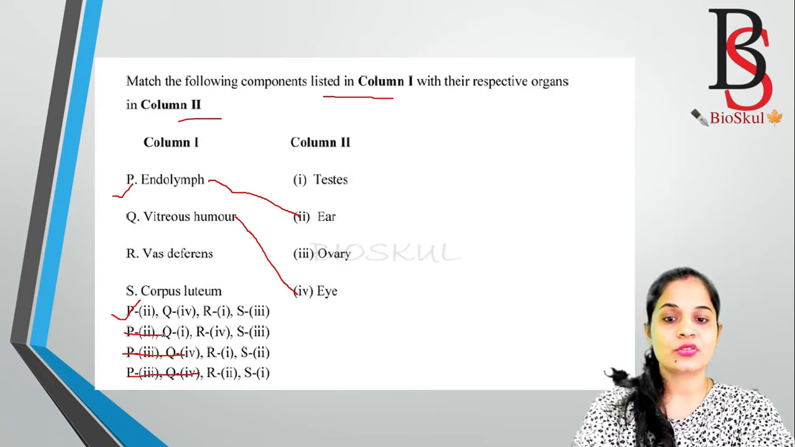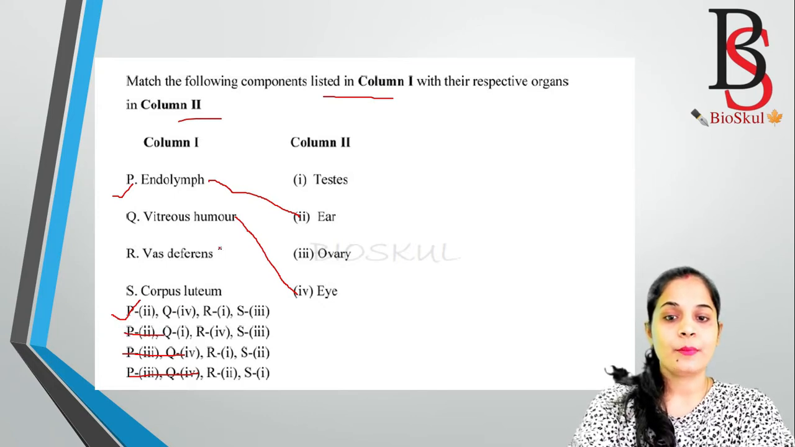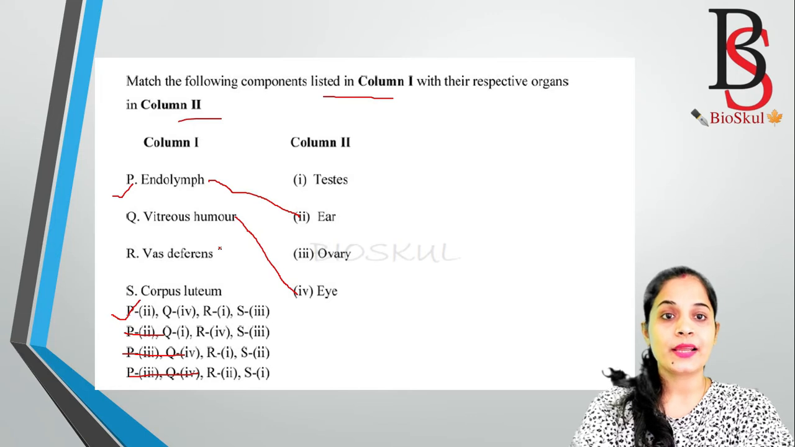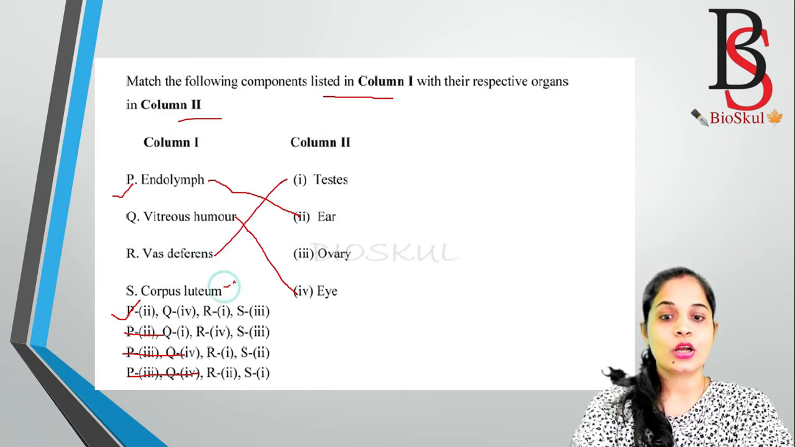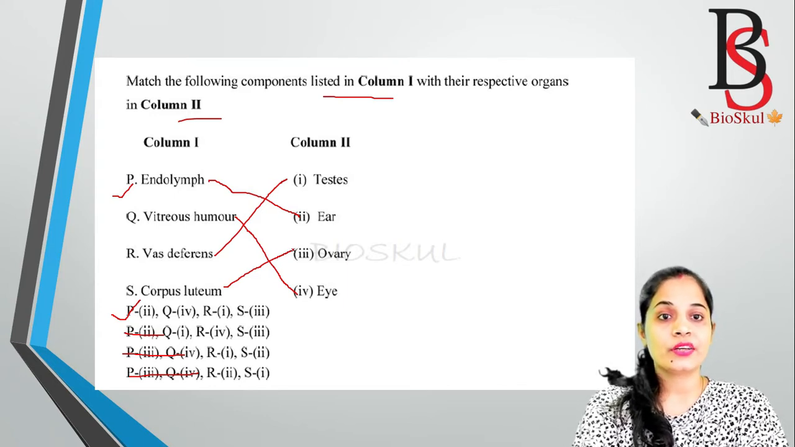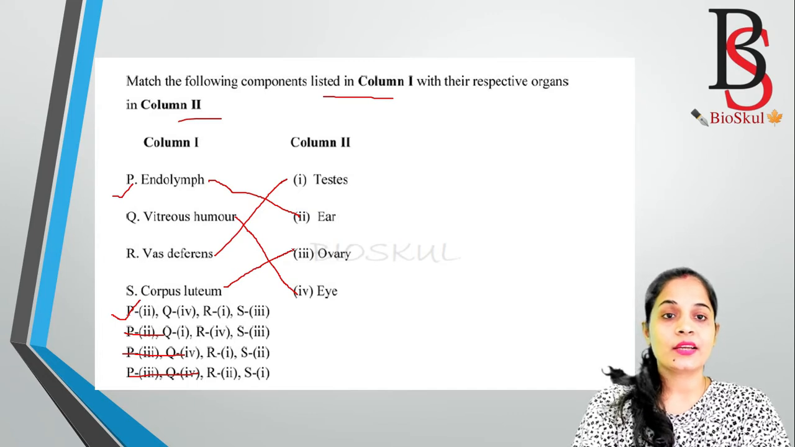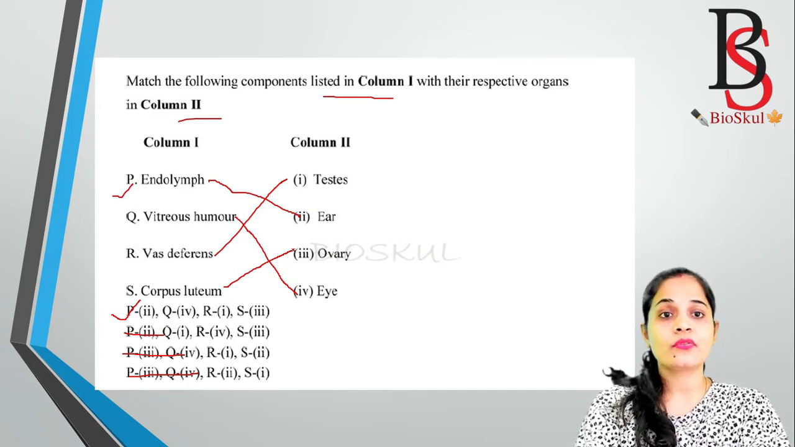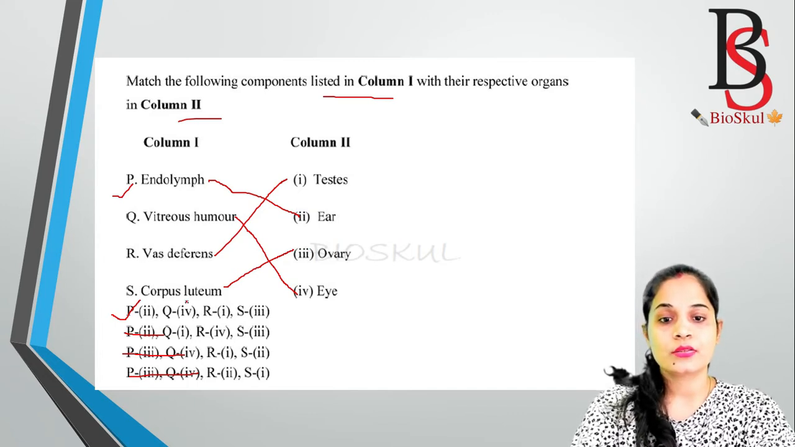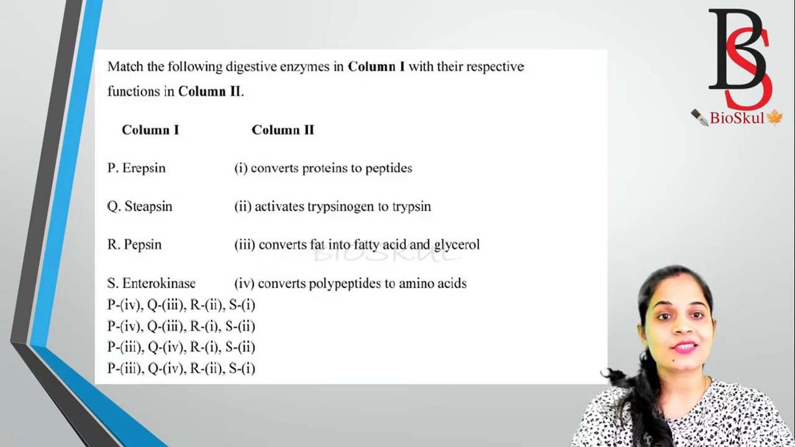But let's see the other options too. Vas deferens is part of the male reproductive organ, and its main function is to carry the sperms from epididymis to ejaculatory duct. So it is the testis. Corpus luteum will be 3, ovary. Corpus luteum is found at the end of the ovulatory cycle, and it represents the remnants of ovulatory follicles. So S is 3. The correct answer is option 1.